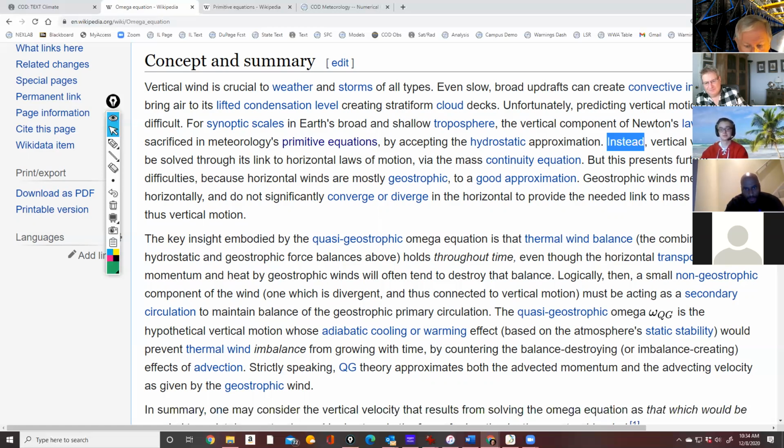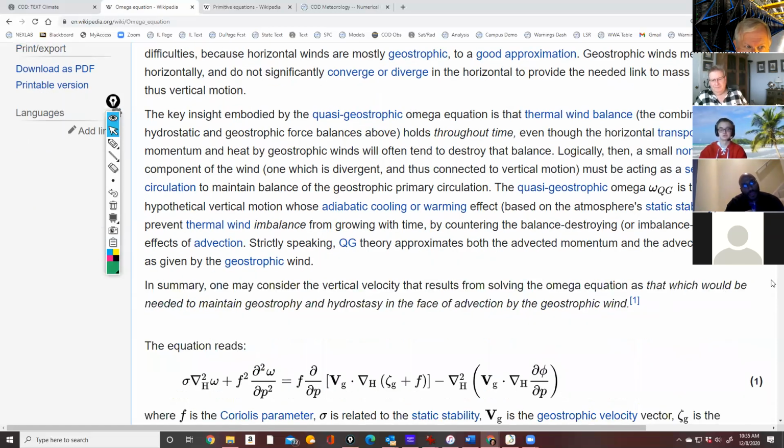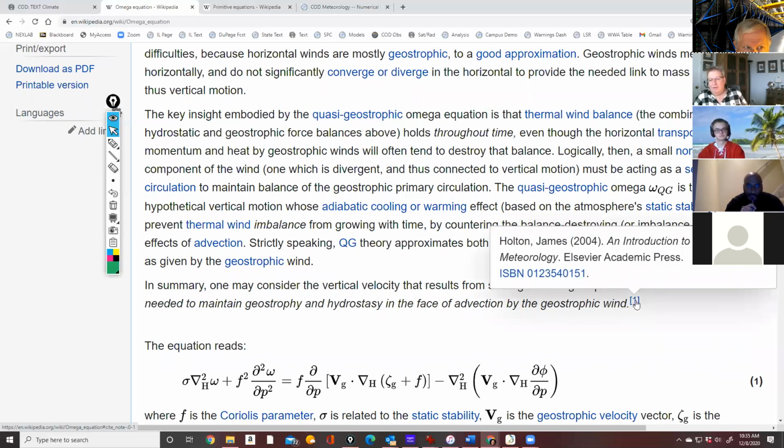Strictly speaking, QG theory approximates both the advected momentum and the advecting velocity as given by the geostrophic wind. Okay. It says, in summary, one may consider the vertical velocity that results from solving the omega equation needed to maintain geostrophic and hydrostatic balance, in the face of the advection of the geostrophic wind. This is coming from Holton. This is the big book on dynamics.